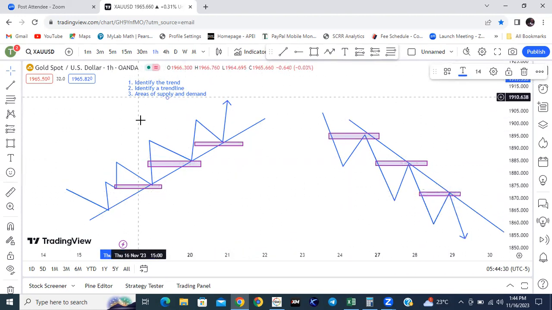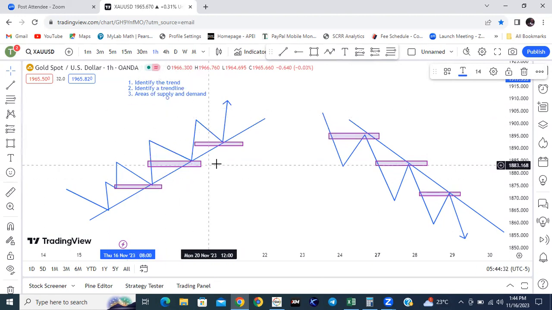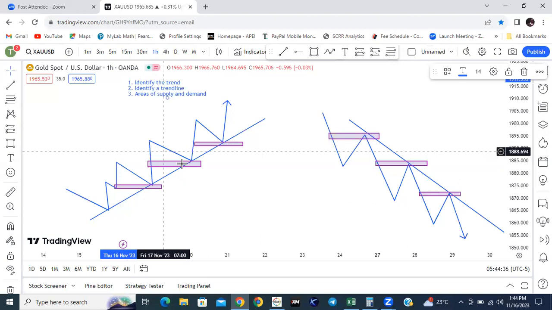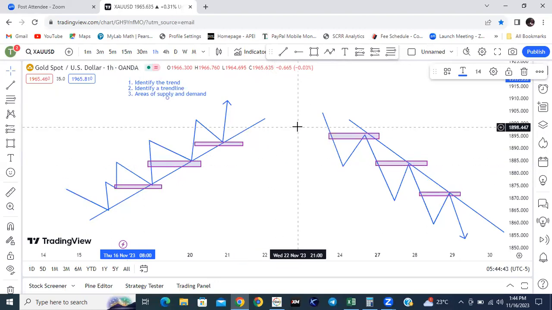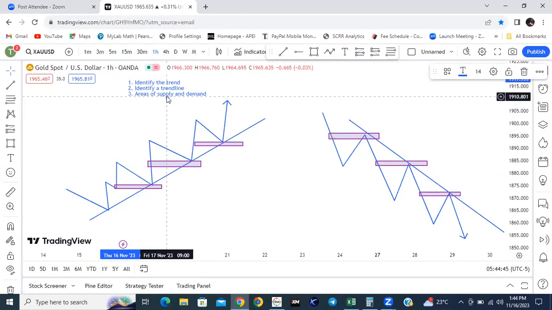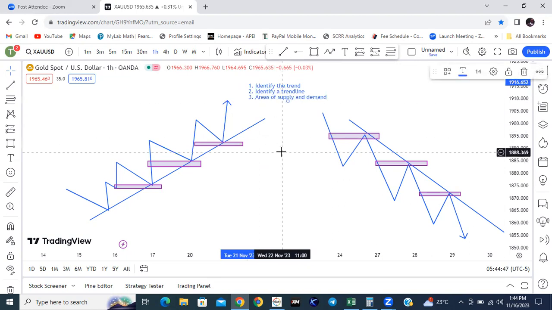If it's an uptrend, you try to locate areas of demand. You wait for the pullback, because the pullback will definitely come along those areas of demand, and then you buy. You look for your buy entries. So it is a very simple strategy, yet very effective.